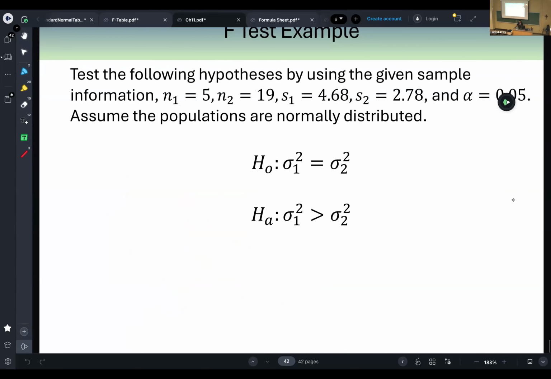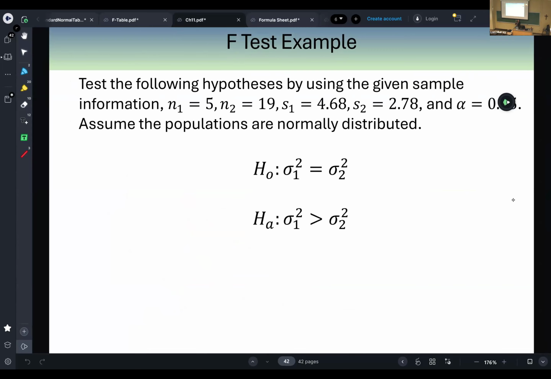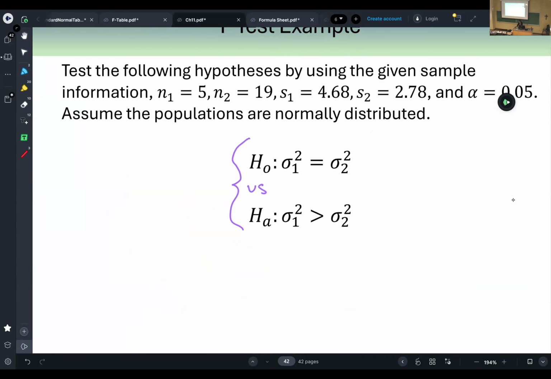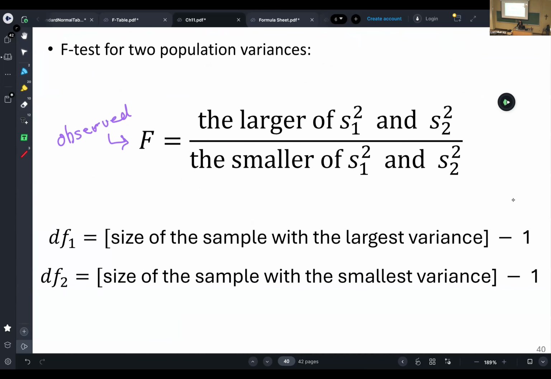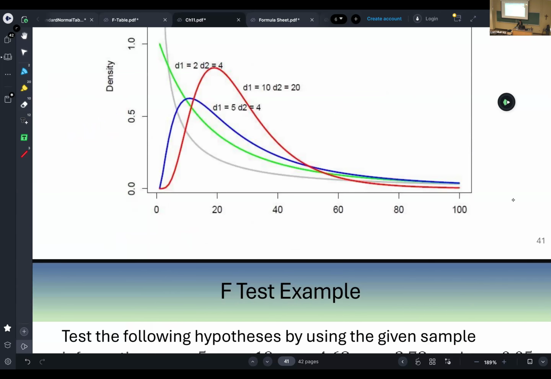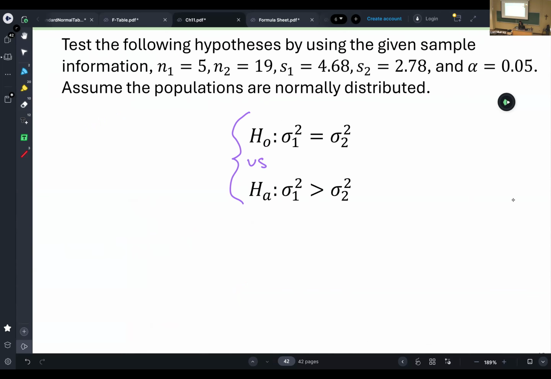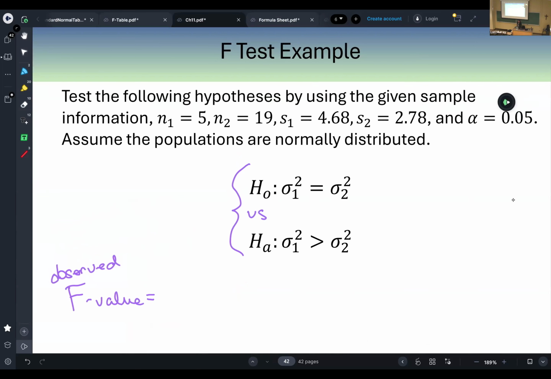Okay, so let's try a test. The F test is very, very straightforward. We just go, okay, we're going to test that they're equal, versus that the population 1 variance is greater than the second. When you use this formula, it works for any test. So which one is the largest? This is going to be the observed F. Which number should I put in the numerator?